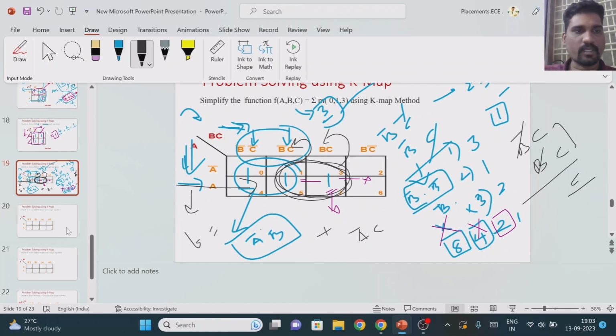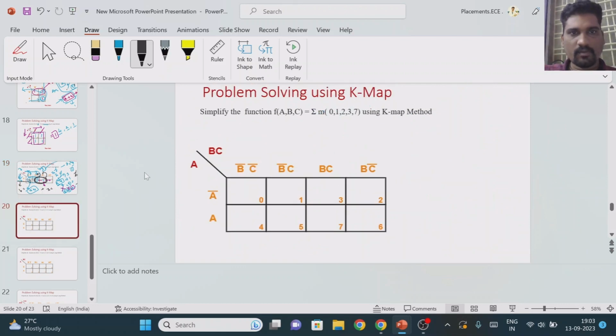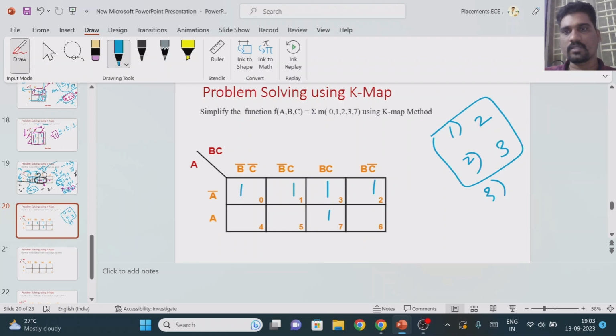So like that we need to find out the solutions, right? Now we'll consider one more problem, right? The question is 0, 1, 2, 3, 7. Now try to identify how many groups you will be getting, right? The answer may be 2 groups, or it may be a question option like 3 groups, or one more option is something like this. Fine. We'll try to find the solution with respect to these options.